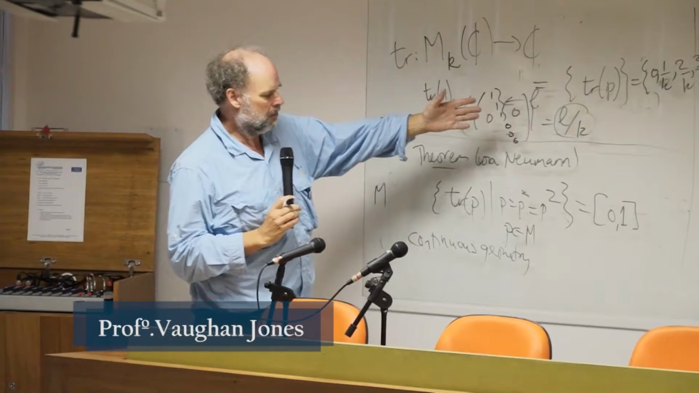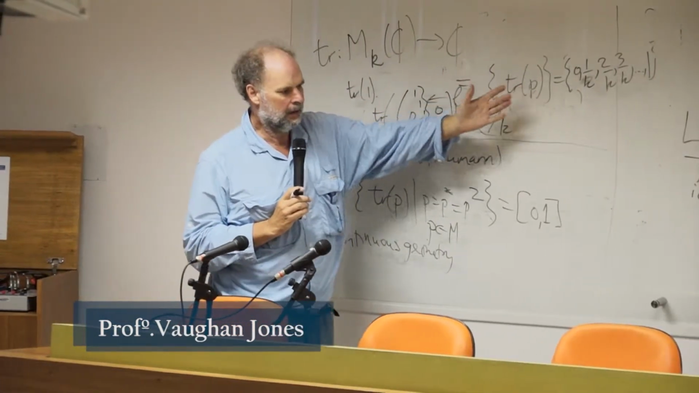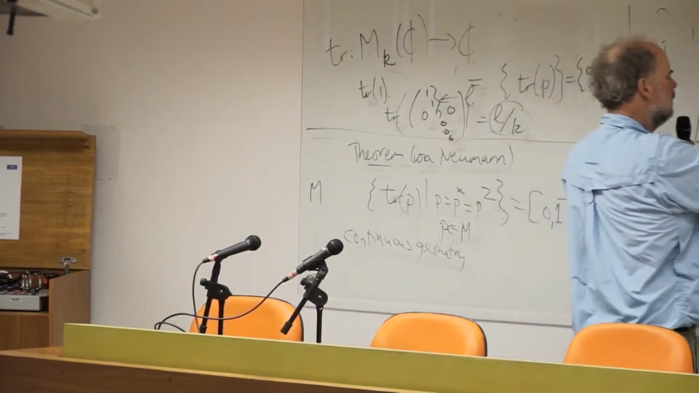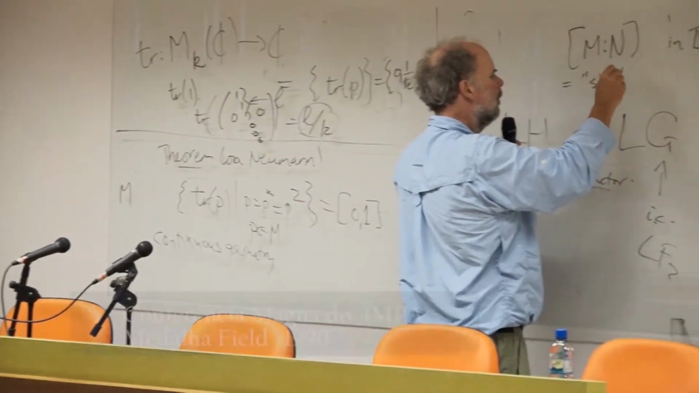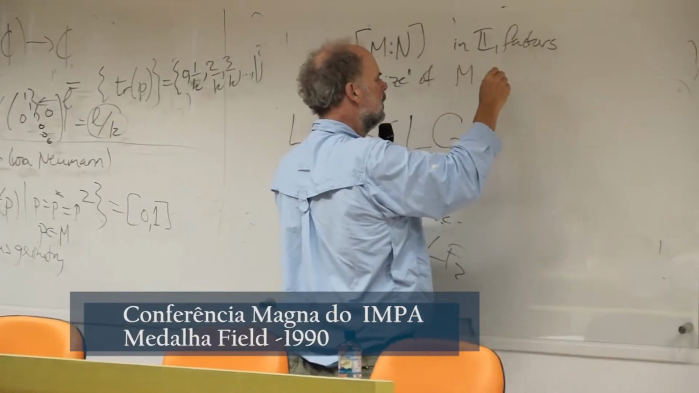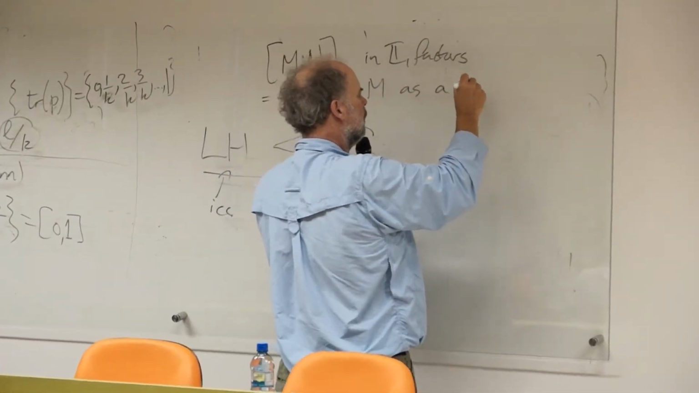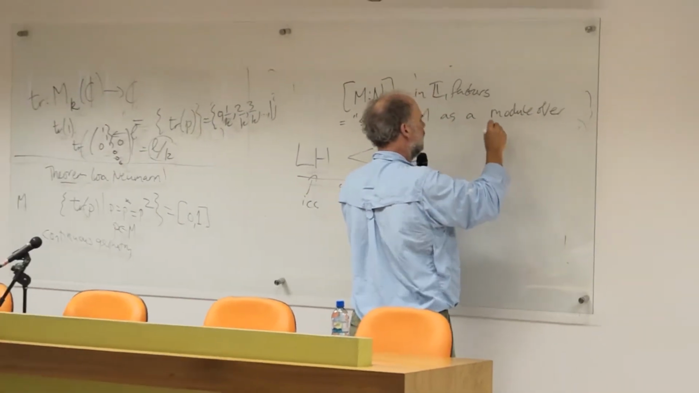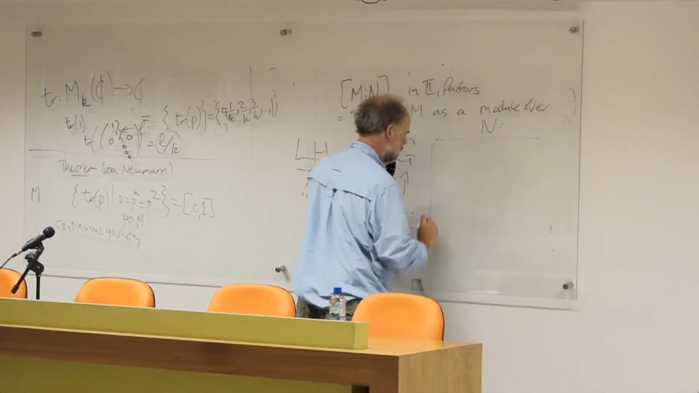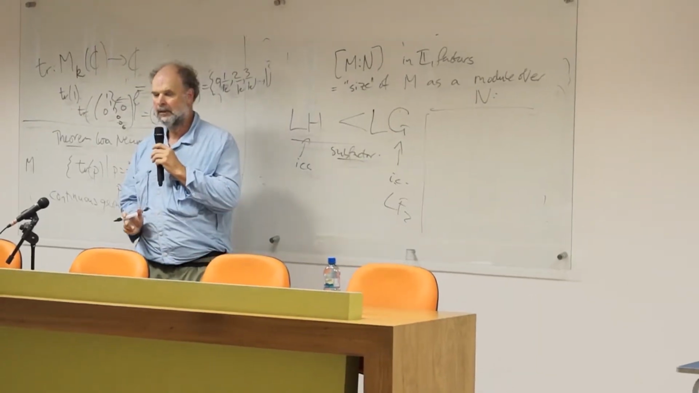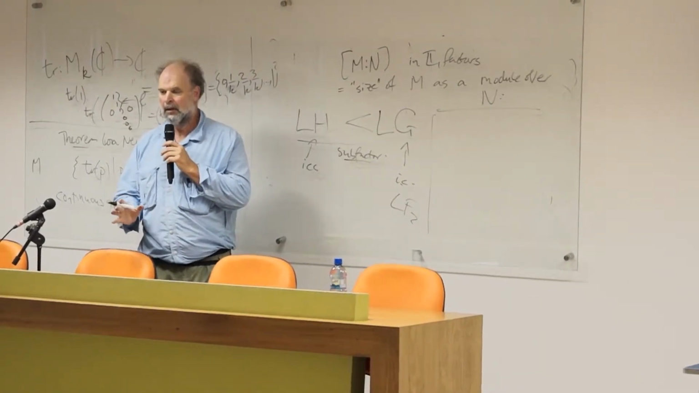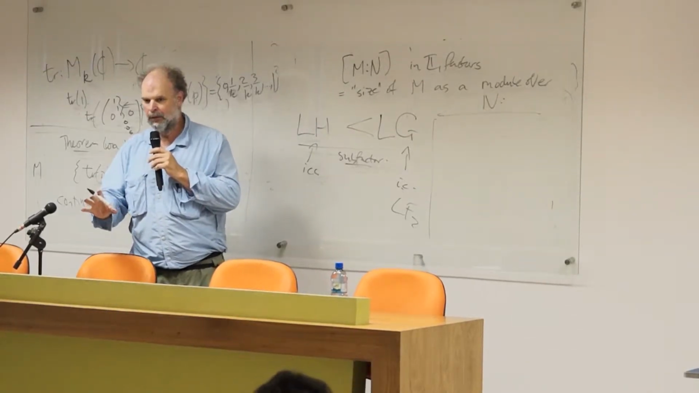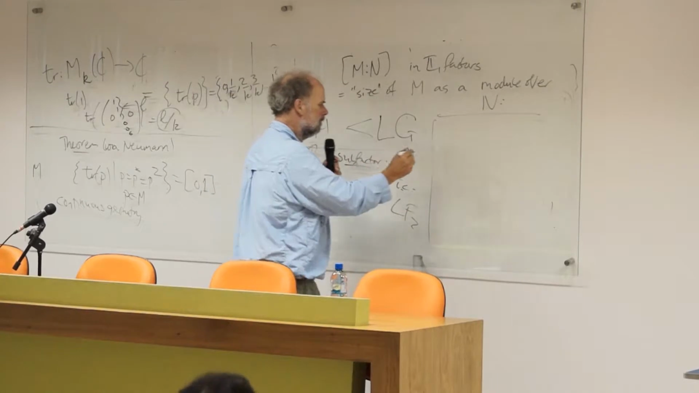It's defined in terms of this von Neumann continuous dimension, but what it actually measures is the size of M as a module over N. Okay? So now I'm going to do some intimidation. I'm going to get the answer out of you for what the index is here.